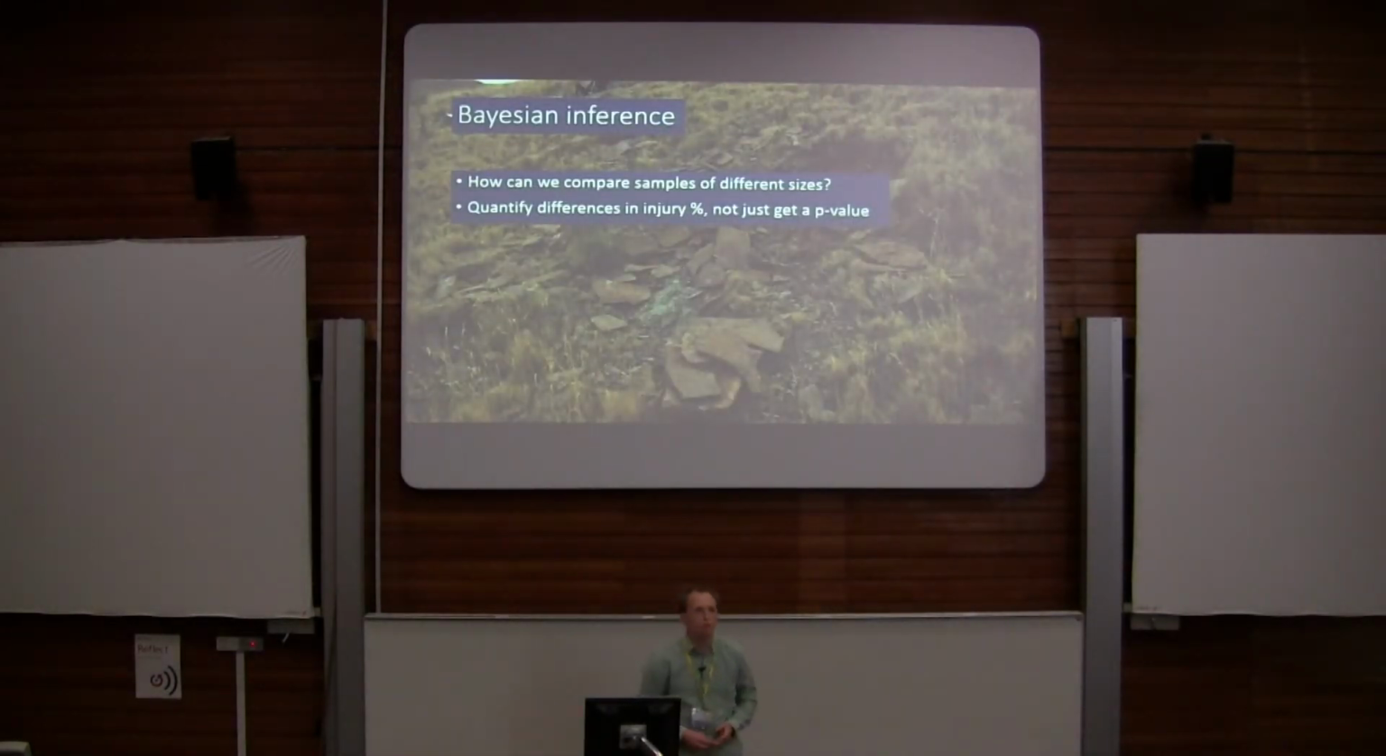So to do this, we worked on a new kind of use of Bayesian inference to try and compare these different sample sizes and get an idea of, if I only pick out 45 fossils and they all don't have injuries, well, maybe there are injuries there, they're just quite rare. How rare are they? And that's what we're trying to do. And also, we don't just want to get a p-value and say they're different. We want to see how different, what are we expecting?